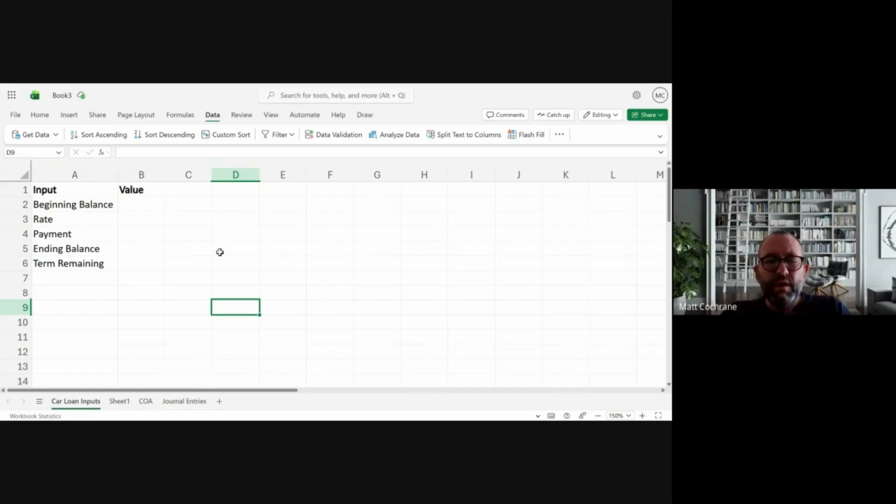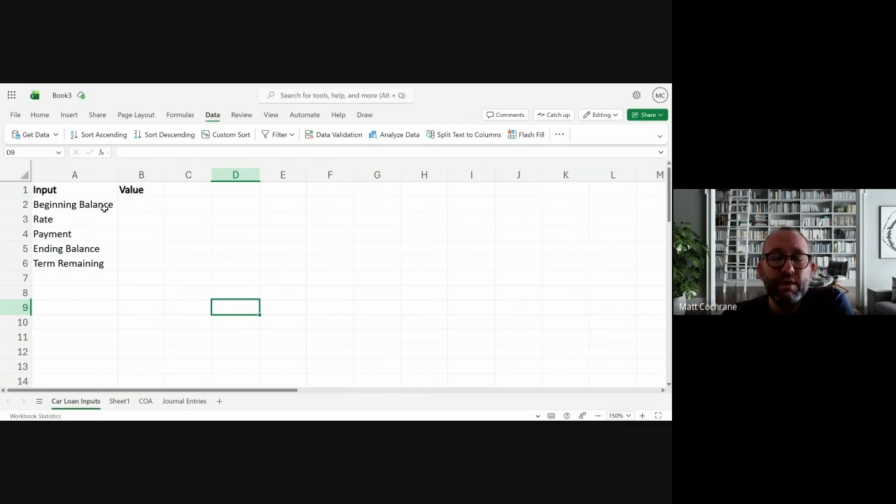All right, so what we want to do is figure out what journal entries we need to make in order to record this transaction when the car payment actually happens. Okay, so the journal entry, that's the end goal. There's a process, though, that we have to follow to get there.